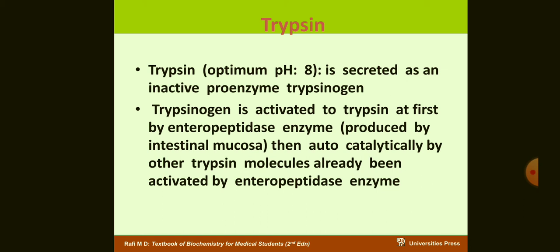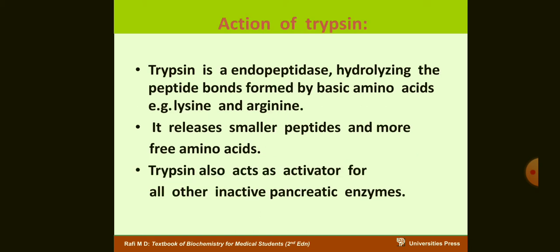Trypsin is an endopeptidase, hydrolyzing the peptide bond formed by basic amino acids, for example, lysine and arginine. It releases smaller peptides and more free amino acids. Trypsin also acts as an activator for all other inactive zymogens produced in the pancreas, present in the pancreatic juice.